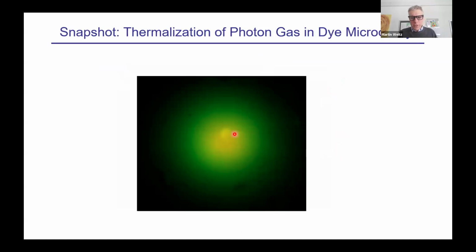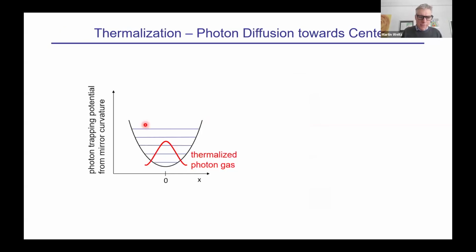So what you see here is now a spatial image of the microcavity emission. So what we did, we just directed a camera to the microcavity emission. And basically, the low energy photons near the cutoff are more in the center, and the high energy photons, so the high part of the thermal cloud, is more outside, and everything is confined to the center by the trapping potential imprinted from the mirror curvature.